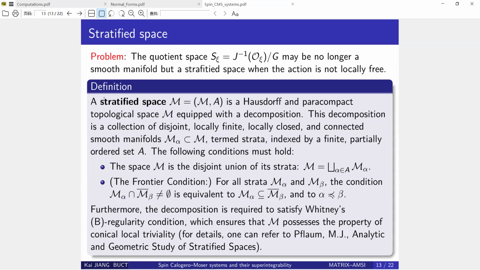A stratified space, especially when this action is not free or not proper, we cannot get a manifold. So here we should get a stratified space. A stratified space is like a disjoint union of different structures with different dimensions, and each dimension will have a frontier condition. It means that if the intersection of one stratum and another stratum is not empty, we have this one.